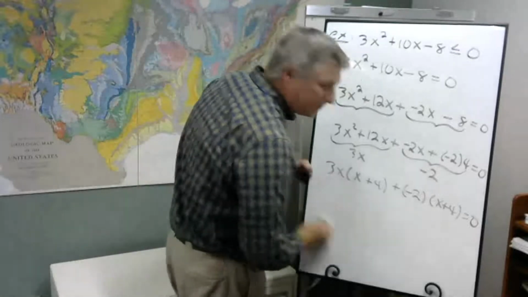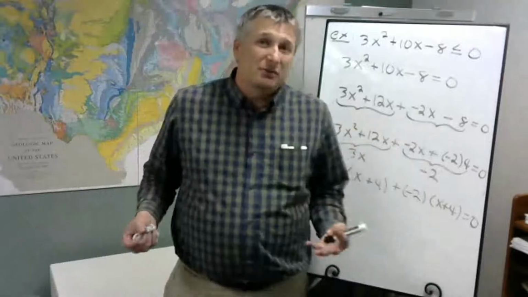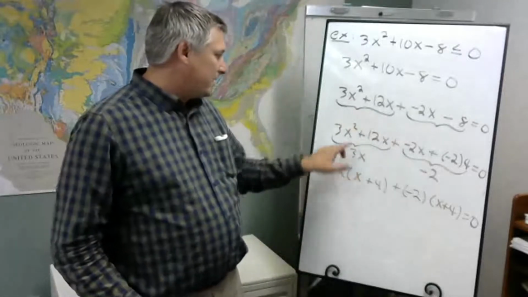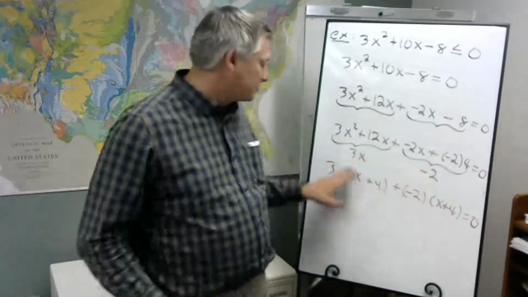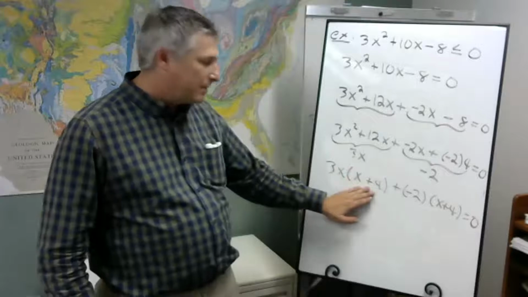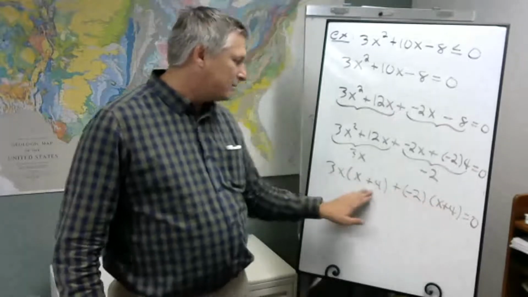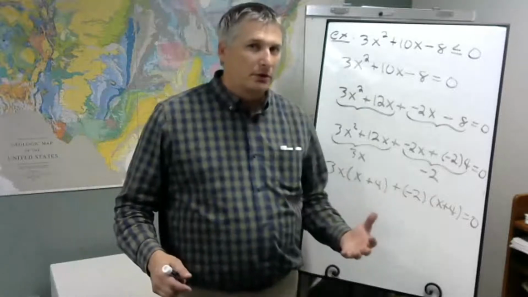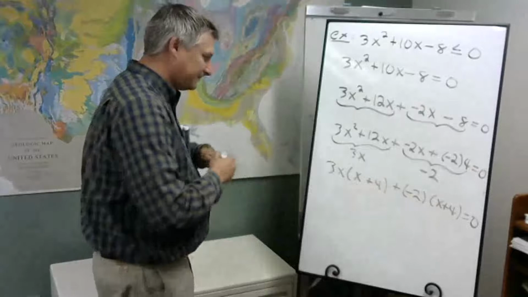So why is this a good thing? Well, this tells us the grouping that we did in the beginning is actually going to work. When we extract something and then something else, we extract something from the two groups. If we're left with the same binomial, if the groups now have the same binomial, that means this has worked. So we can factor out that binomial.